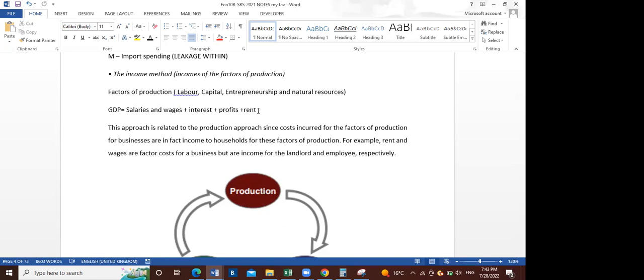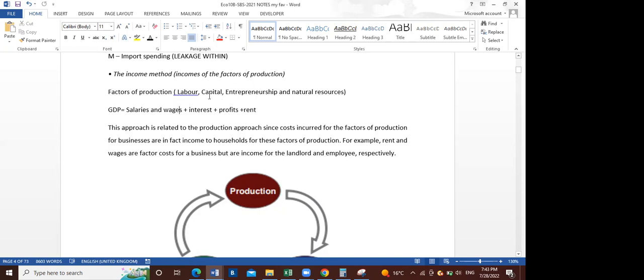So for factors of production, you have your labor, you have your capital, you have your entrepreneurship, as well as your natural resources. And in the form of their remuneration, when you give your labor in the market, when you go to the labor market and you say, I want to look for work, I want to look for employment, you are seeking a return, which is in the form of salaries and wages. So labor is remunerated in the form of salaries and wages, and that is part of the GDP.